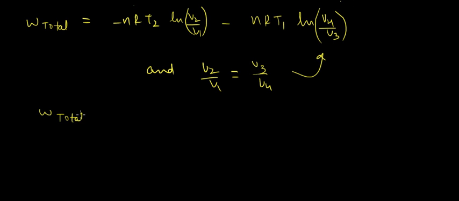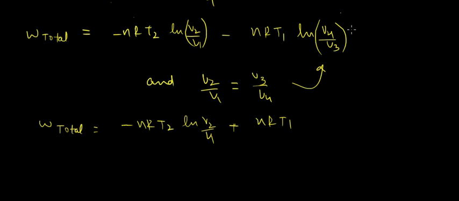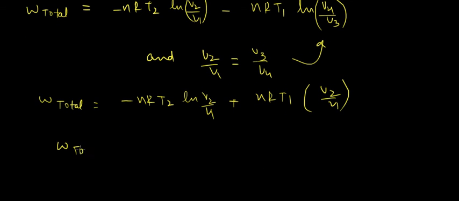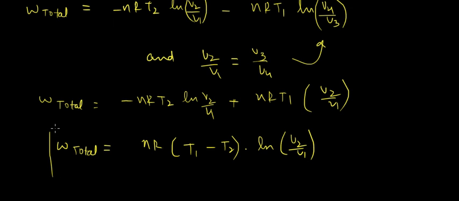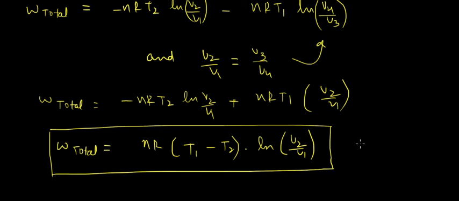So we will be getting W total as minus NR T2 ln V2 upon V1 minus NR T1, and now convert it into V3 upon V4. Take the minus sign from here into the log factor, so V3 upon V4 gets converted, and V3 upon V4 can be written as V2 upon V1. So now we can write W total as NR T1 minus T2 times ln V2 upon V1. So this should be the total work done in the Carnot cycle.